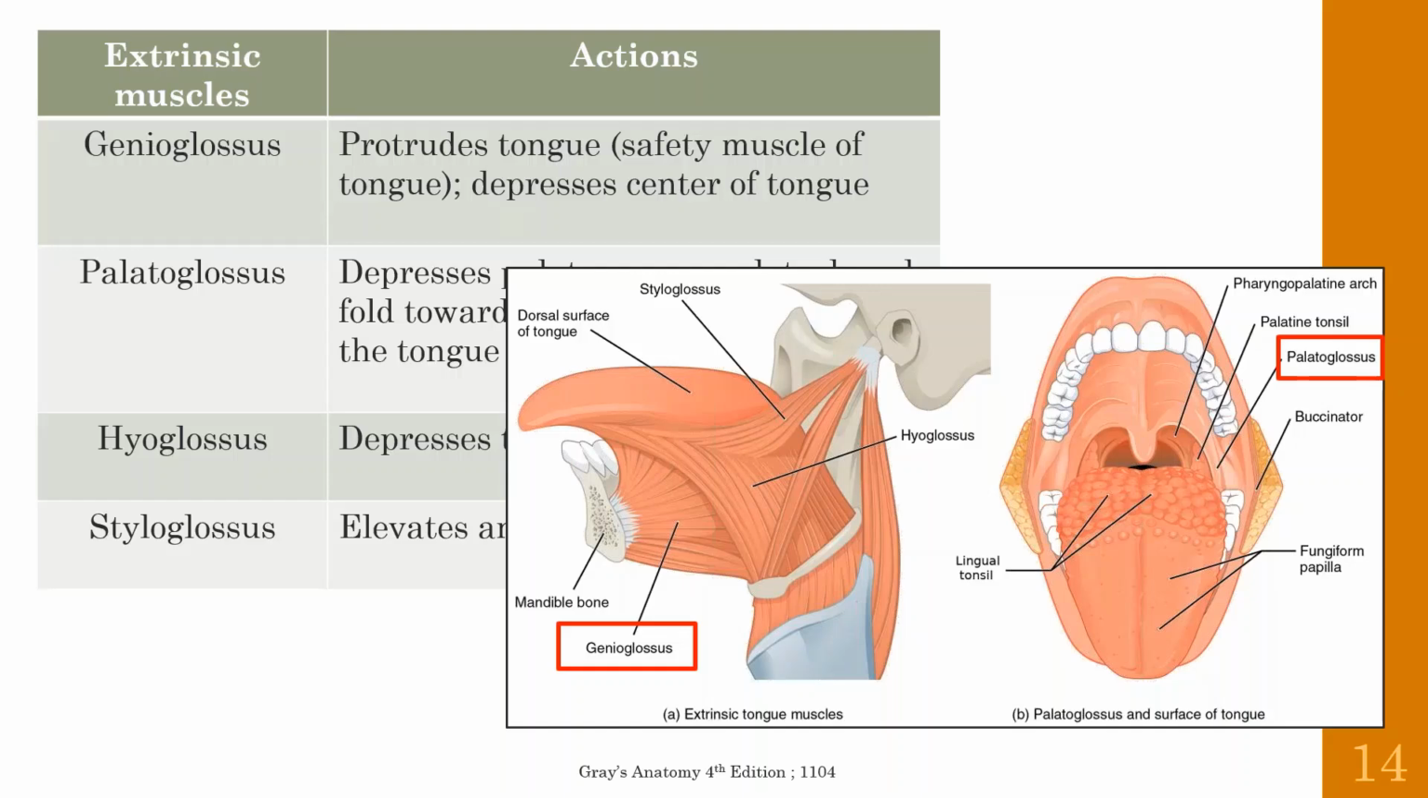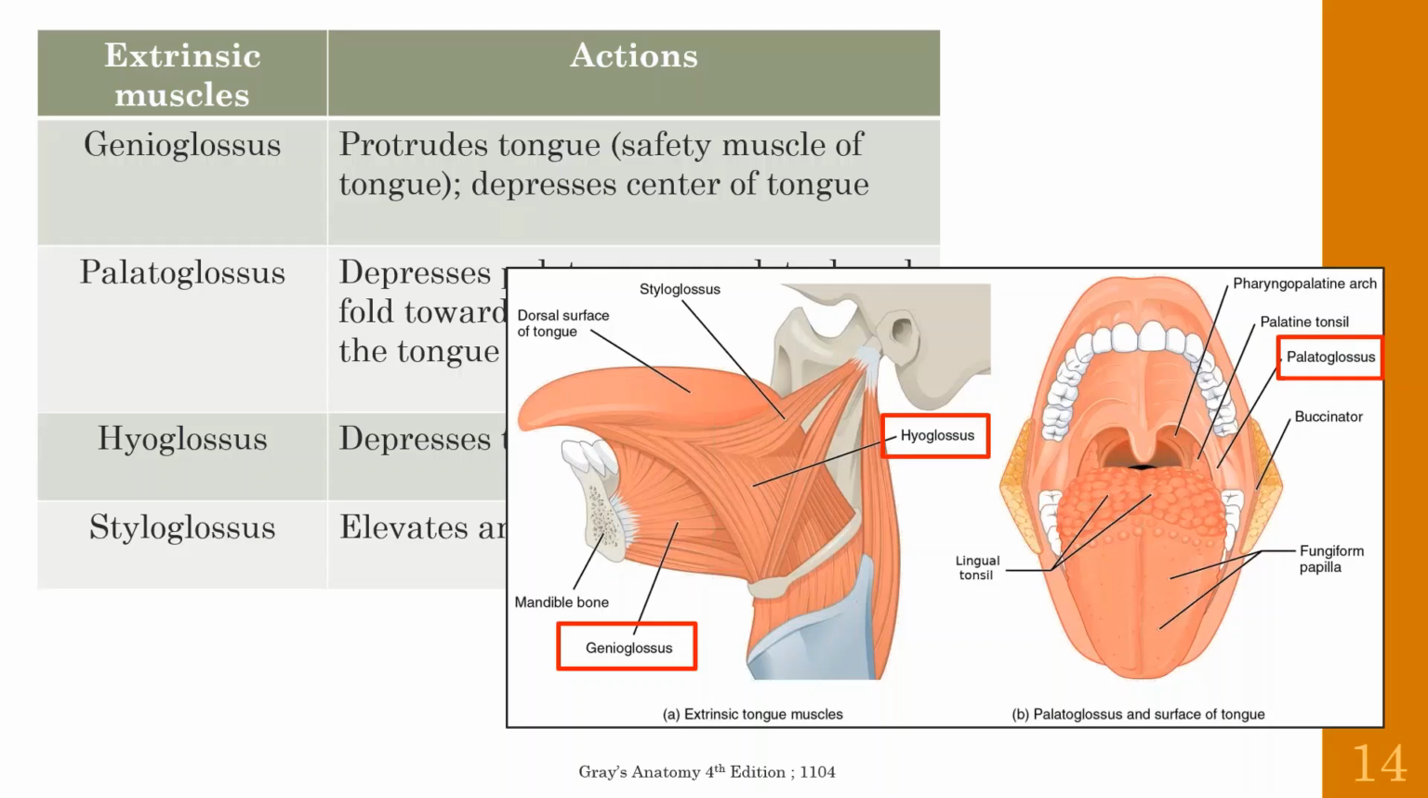Palatoglossus muscle are the muscles of the soft palate and tongue. It originates from the palatine aponeurosis and passes anterior inferior to the lateral side of the tongue. It elevates the back of the tongue, moves the palatoglossal arch of mucosa towards the midline, and depresses the soft palate.